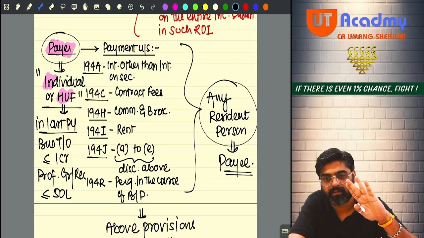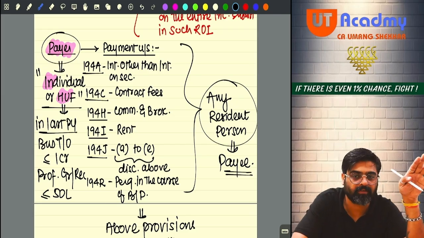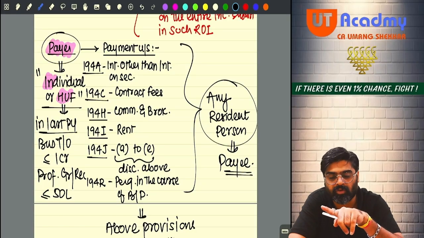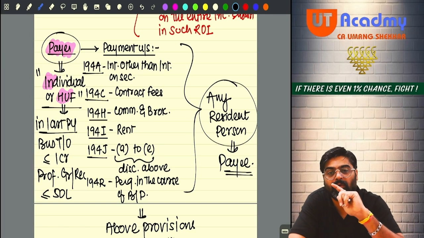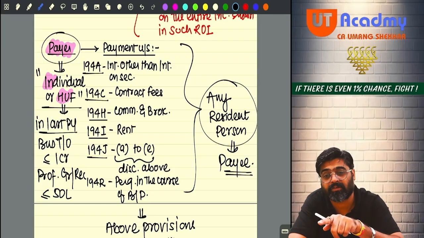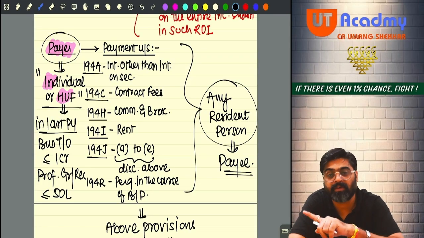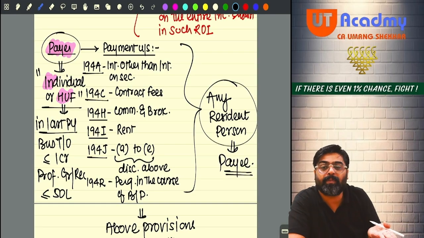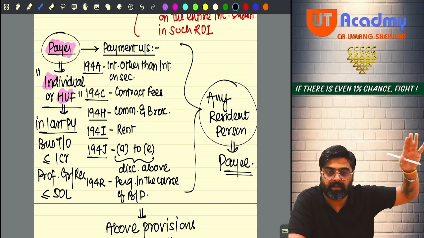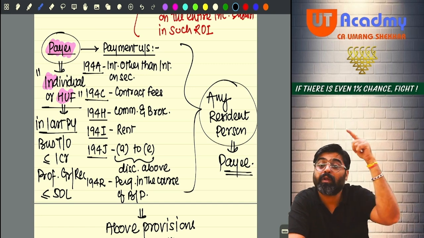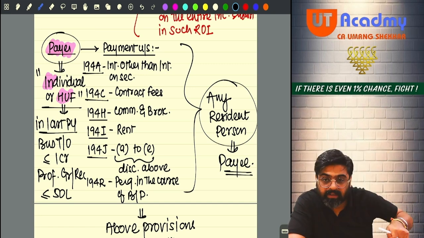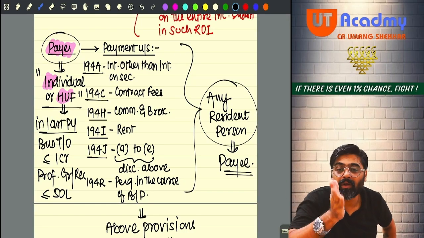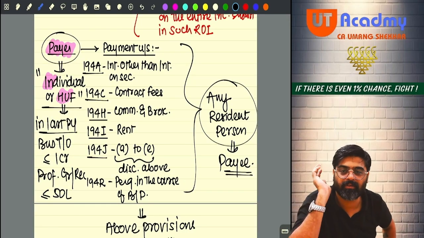Any other payer making these types of payments to a resident person has to compulsorily deduct TDS. But an individual or HUF whose last year's business turnover was not more than 1 crore, or whose last year's gross receipts from the profession were not more than 50 lakhs, if making these payments in this year to any resident payee, then this section is not applicable to them. Meaning, they are not liable to deduct TDS on these payments.